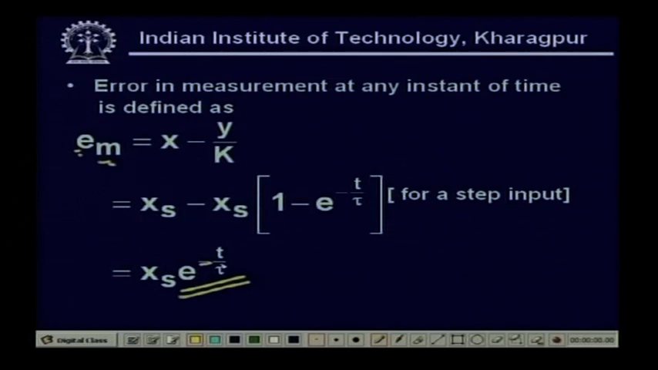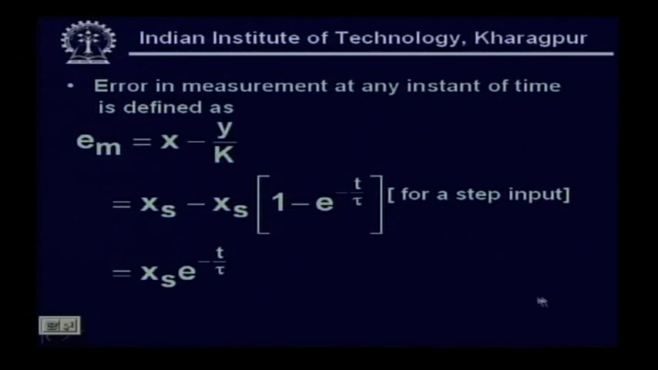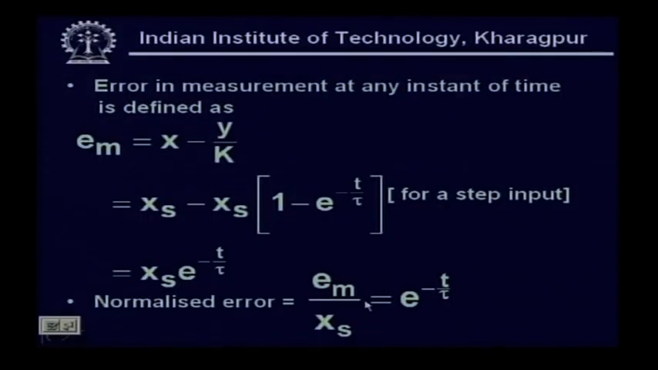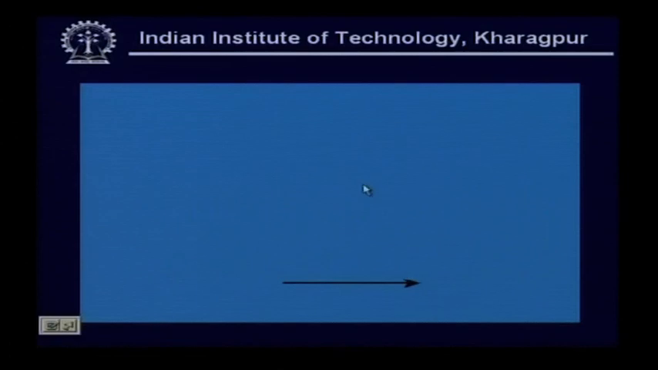At the initial stage when t is 0, it has a large value, exactly equal to the steady state value x s. As t grows, it will die out. It will be better visualized if we run it in flash. If I normalize the error, making it unitless, it will be E m by x s equal to e to the power minus t by tau. You can see it here.